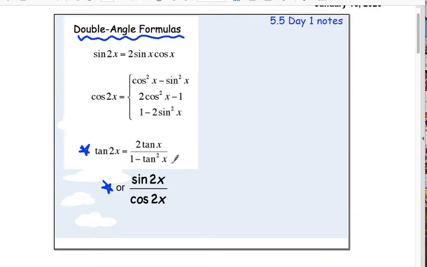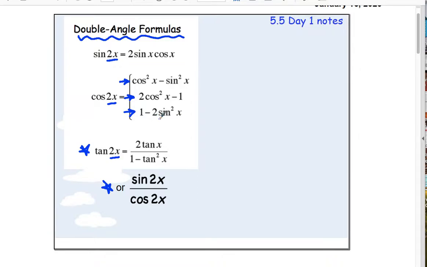So these formulas are what you can use now if you see a problem where you've got a 2 in front of the x for either sine, cosine, or tangent. You can replace a sine 2x with a 2 sine x cosine x if you want. For cosine 2x, you have these 3 different options, and you can do one or the other. You can pick one. You do not need to do all 3 of them.